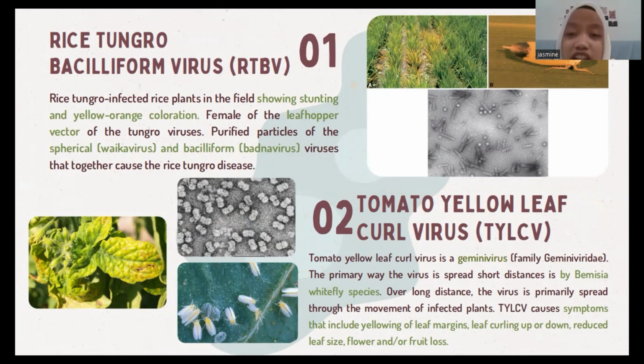These are the pictures in A. This is caused by the female leafhopper, the vector of the tungro virus. Purified particles of the spherical tungro virus and bacilliform badnavirus together cause the tungro disease. This is the picture under the microscope of the virus that causes RTBV.